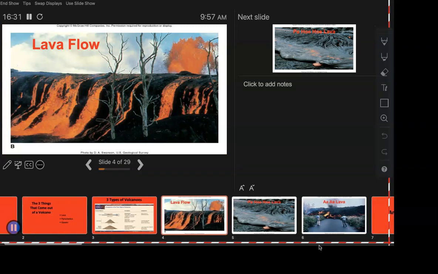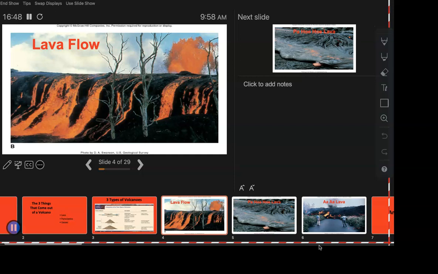All right, so now we're going to take to that point where we talk about, you know, sort of the three things that come out of volcanoes. Just a little introduction there. Lava. Isn't it pretty? It's really pretty.